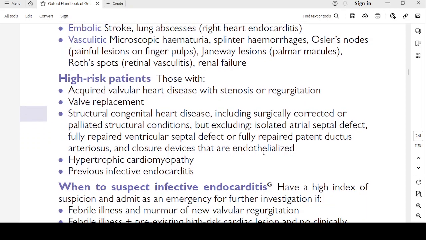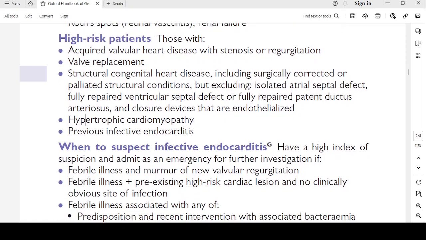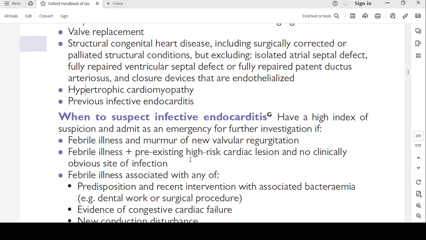So this is excluding ASD, VSD and PDA which have been repaired, but any other structural congenital heart diseases, including surgically corrected cases, will be high risk patients if they acquire endocarditis. Also hypertrophic cardiomyopathy and previous infective endocarditis. When to suspect infective endocarditis?